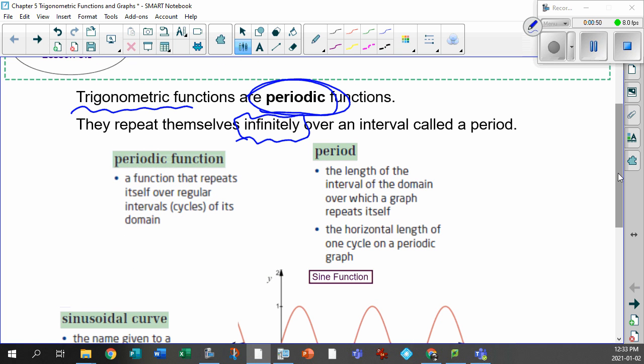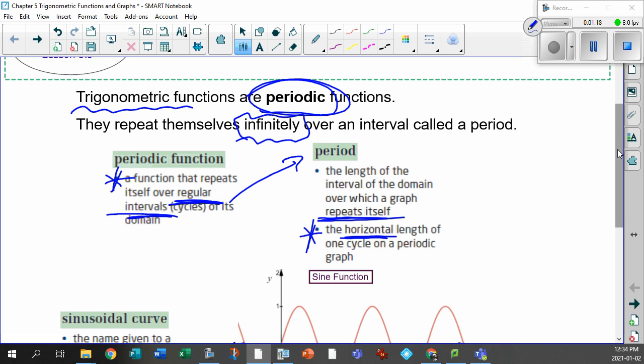So what you're looking at in terms of a periodic function is a function that repeats itself over regular intervals. Now that's the key. What is the regular interval? The regular interval is called a period of time, a period of distance, a period of whatever. But you've got to realize that it repeats itself over and over again. And where is the horizontal period? That's right, it is the horizontal length.